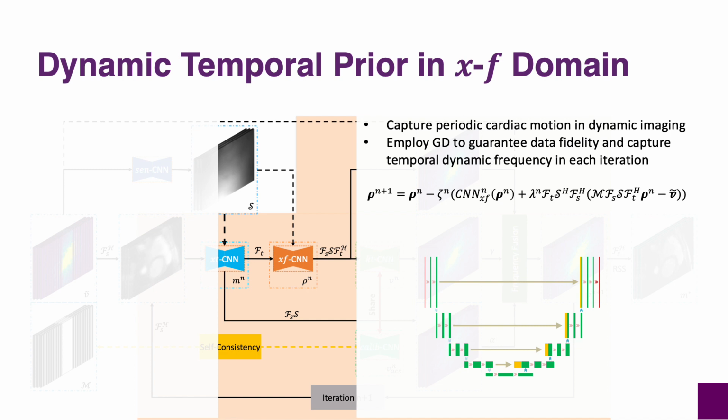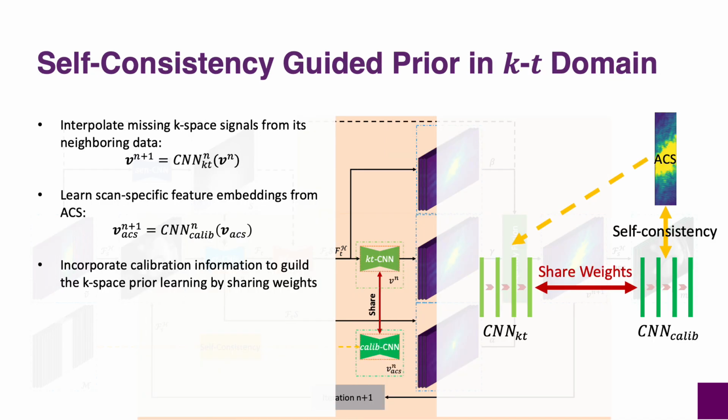Similar to the image prior learning step, we utilize the gradient descent algorithms for ensuring data fidelity and capturing temporal dynamic frequency. We leverage UNet to learn a highly nonlinear dynamic temporal prior here too. Previous approaches have demonstrated that leveraging case-based correlations preserves high-frequency information and enhances image quality.